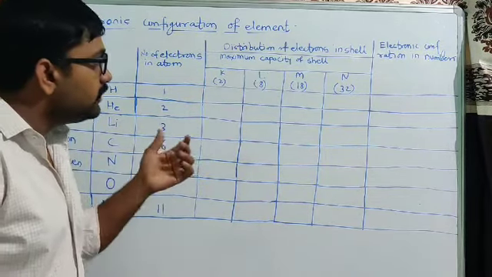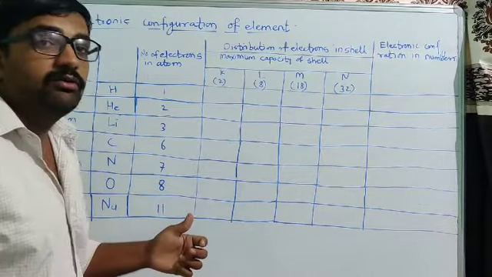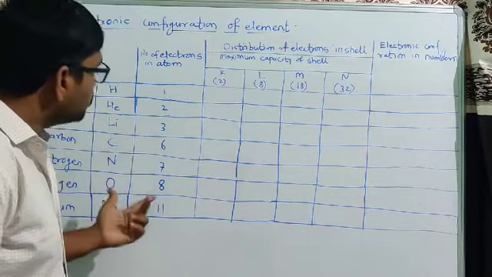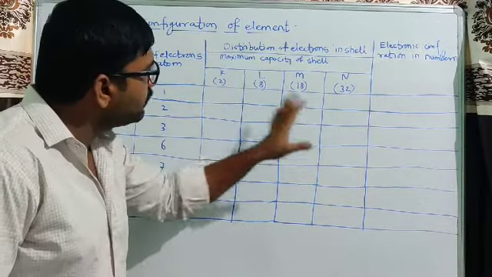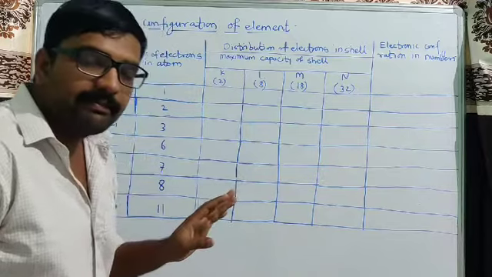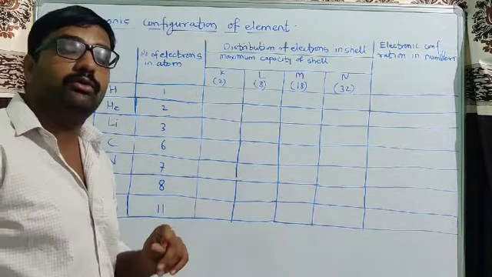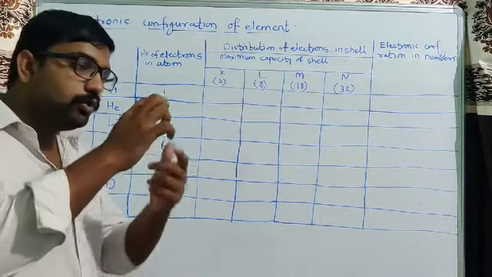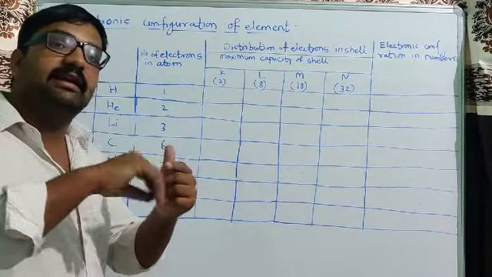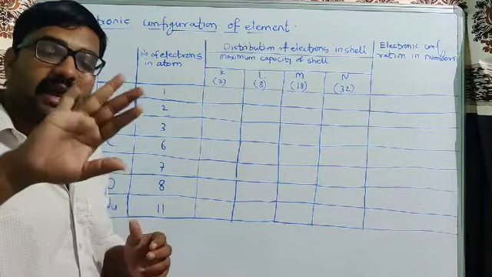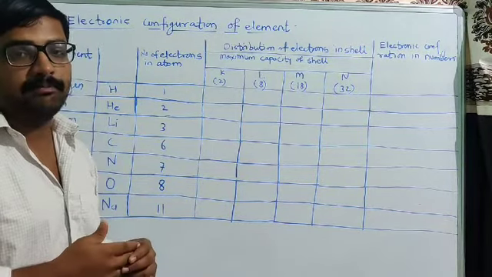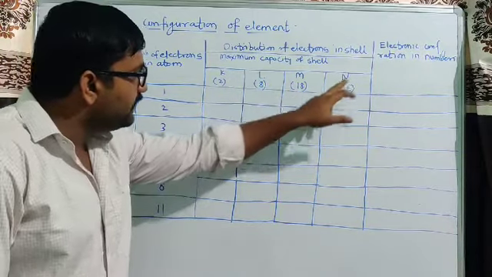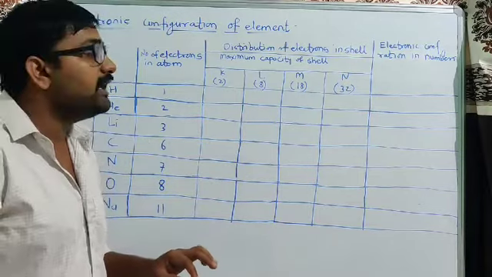Now the distribution of electrons shell wise is what we have to write here. The number of electrons is given, so we have to see how those electrons are arranged in the shells. I already told you, electrons are first added in the K shell. If 2 electrons are added in the K shell, then the remaining electrons are added into the next shell. And we know the capacity of the K shell is 2, the L shell is 8, the M shell is 18, and the N shell is 32.